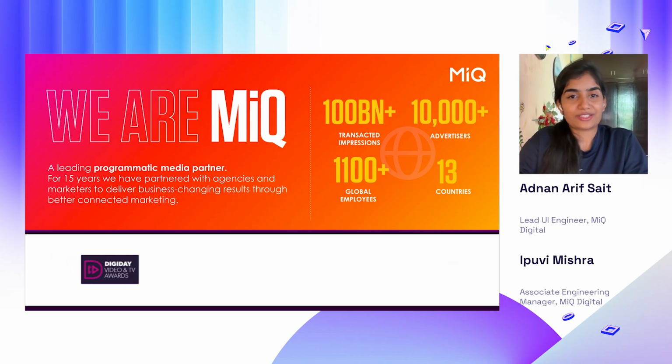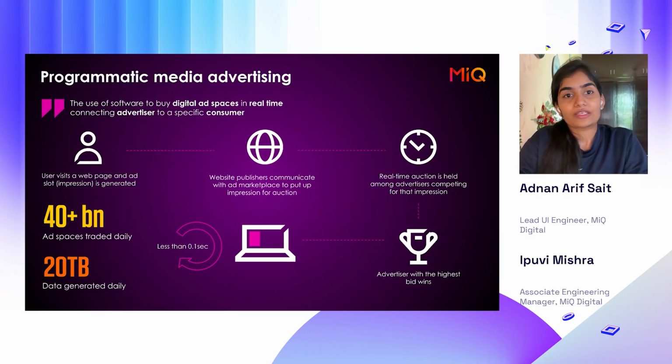You must be wondering what these programmatic media partners do. We work in the space of programmatic media advertising. What is programmatic media advertising now? Programmatic media advertising uses software to buy digital ad spaces in real time in order to connect the advertiser with a specific consumer. We make sure the right advertisers meet the right consumers.